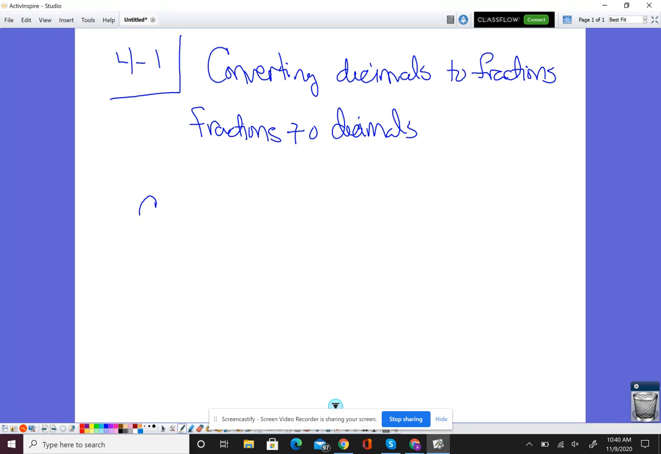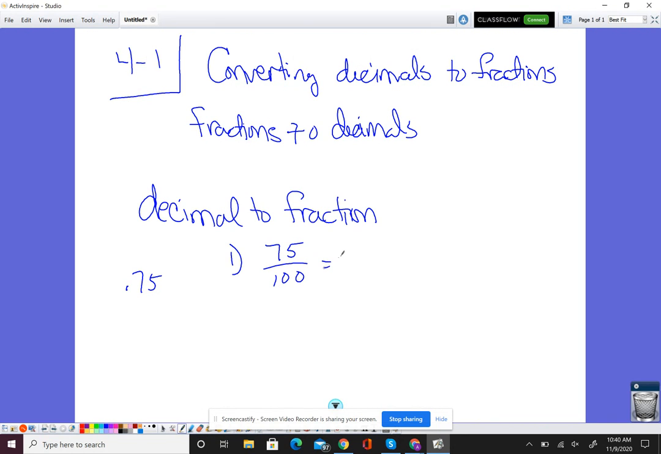So if we're going from decimal to fraction, there are three ways that we could do that. We could count the number of decimal places we have and put that number over a 1 with that many zeros. So like if I wanted to convert 0.75, that's 2 decimal places, so I can make that 75 over 100 and then reduce it down.